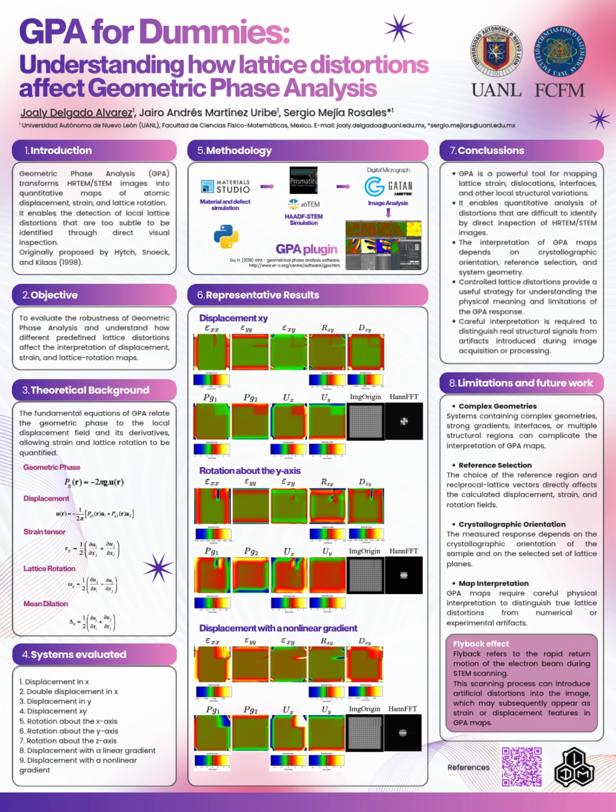Controlled lattice distortions are therefore useful for understanding the physical meaning of the GPA response and for identifying its limitations. They provide a known reference that helps us distinguish genuine structural signals from numerical or experimental artifacts. Future work should include more complex geometries, interfaces, stronger strain gradients, and different crystallographic orientations. It will also be important to study experimental distortions such as the flyback effect, which occurs during STEM scanning and can produce artificial displacement or strain features in GPA maps.